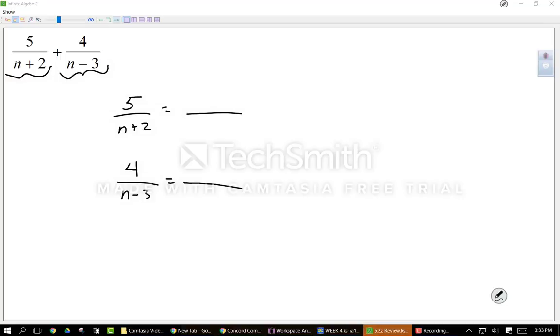You'll notice that they're both binomials. Since they're both binomials, I need to make sure that they're exactly the same. Since this binomial only appears there, that means that that is also in my common denominator. Since n minus 3 only appears there, it's also in my denominator.